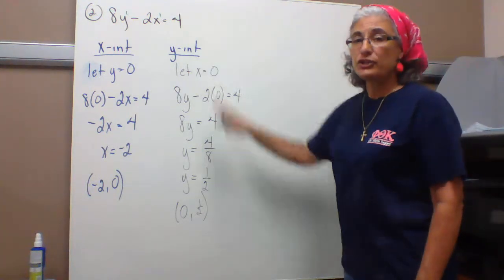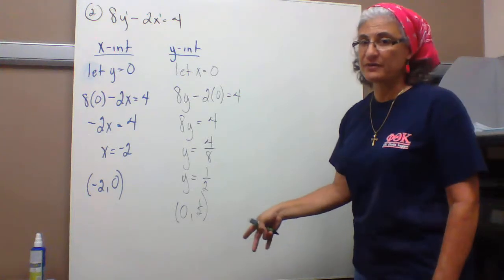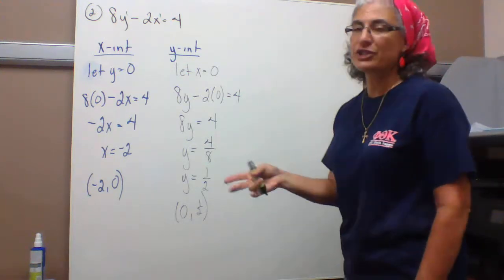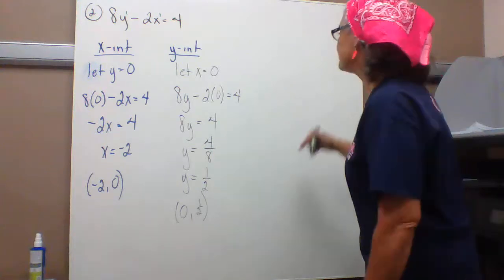This is a line. 2 points make a line. I have 2 points. I don't need a third point. Okay? That was just to check my arithmetic on the last problem.